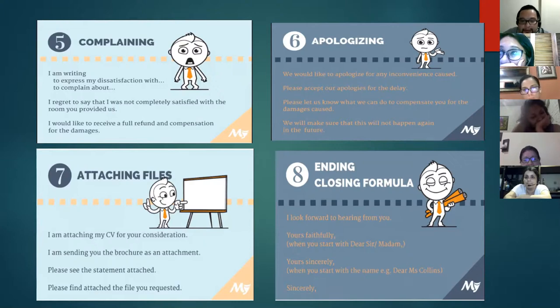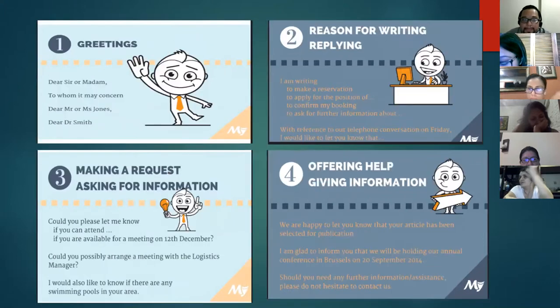Yours faithfully, aquí sería atentamente, Yours faithfully, when you start with Dear Sir or Madam. Yours sincerely, when you start with the name, Dear Mr. or Miss Collins. O podemos nada más poner sincerely y el nombre y la firma. Okay, básicamente esos son the ways we write an email based on the scenario.